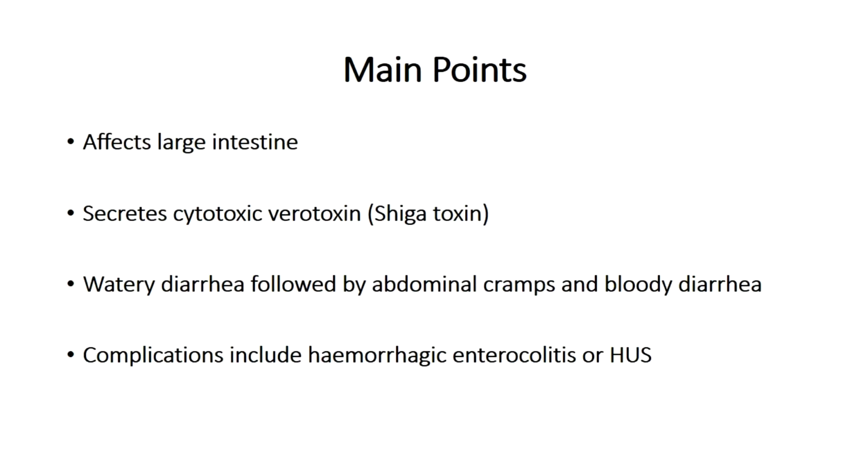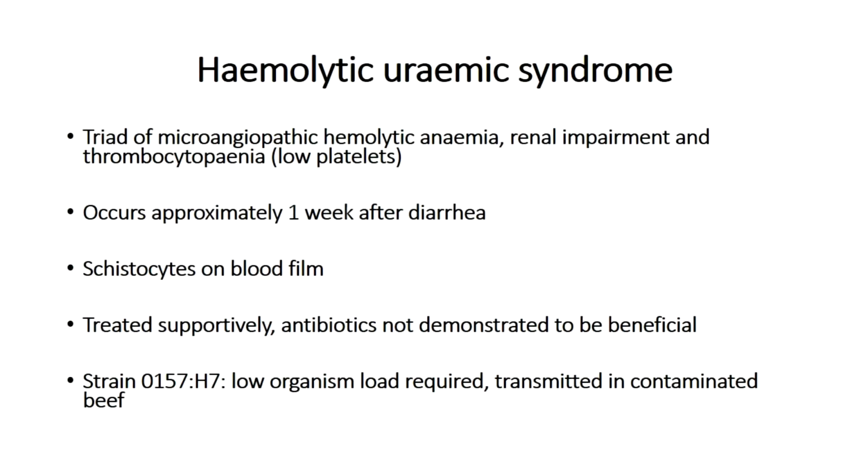In terms of the diseases caused by enterohemorrhagic E. coli, really you need to think of two particular consequences of this infection. One is the local effect of developing a hemorrhagic enterocolitis, and then the other complication, perhaps the more severe complication, is the development of the triad of acute renal failure, low platelets known as thrombocytopenia, and a hemolytic anemia, and this forms part of hemolytic uremic syndrome, which tends to occur approximately a week after the beginning of the diarrhea.